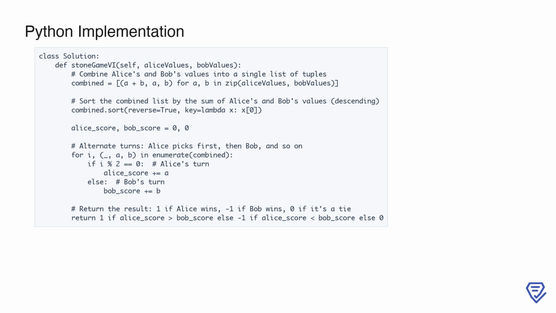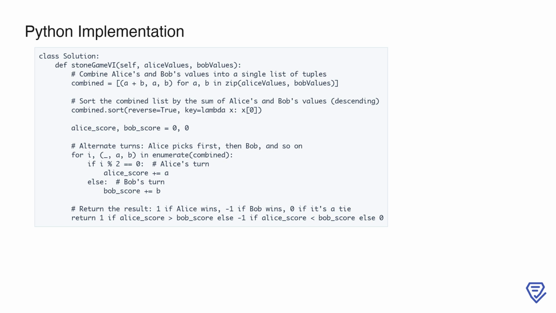Explanation. 1. Combine Alice's and Bob's values. We combine the values from both players into a single list of tuples, where each tuple contains the total value, Alice's value plus Bob's value, Alice's value, and Bob's value for a particular stone. 2. Sort the combined list. The list is sorted in descending order by the total value, the sum of Alice's and Bob's values. This ensures that the most important stones, those that maximize the combined utility, are considered first.